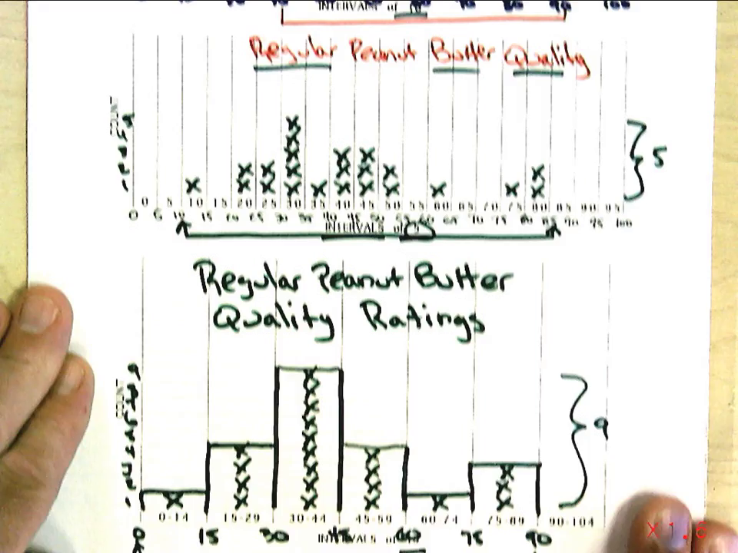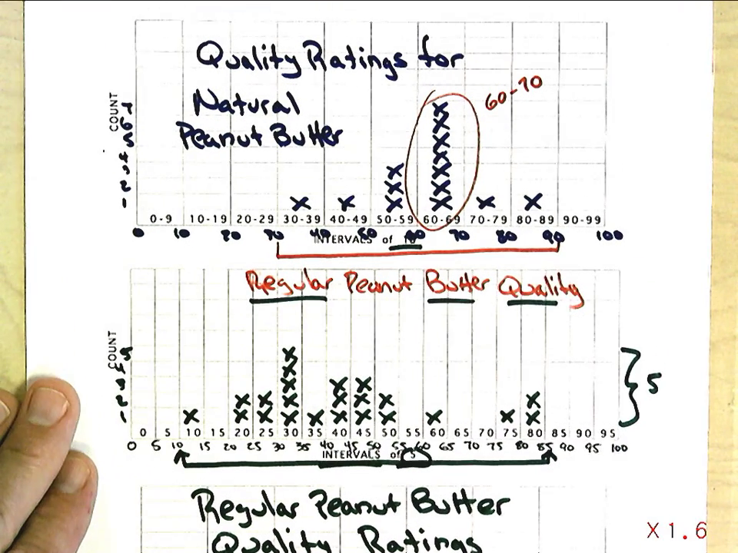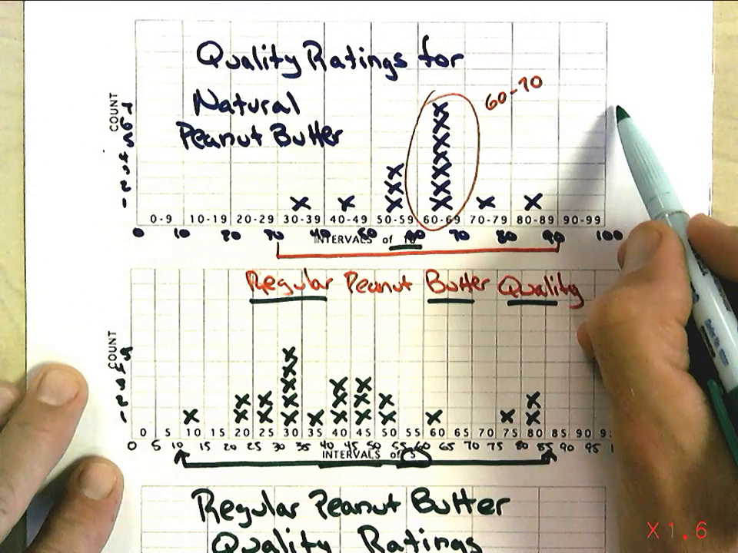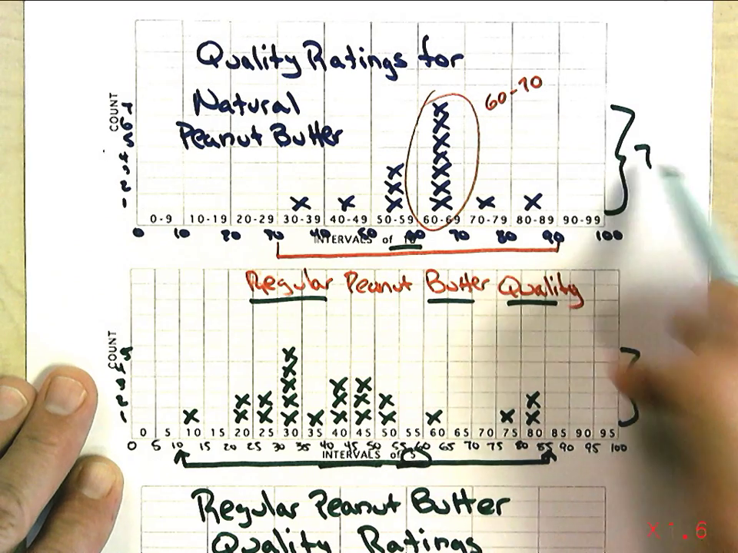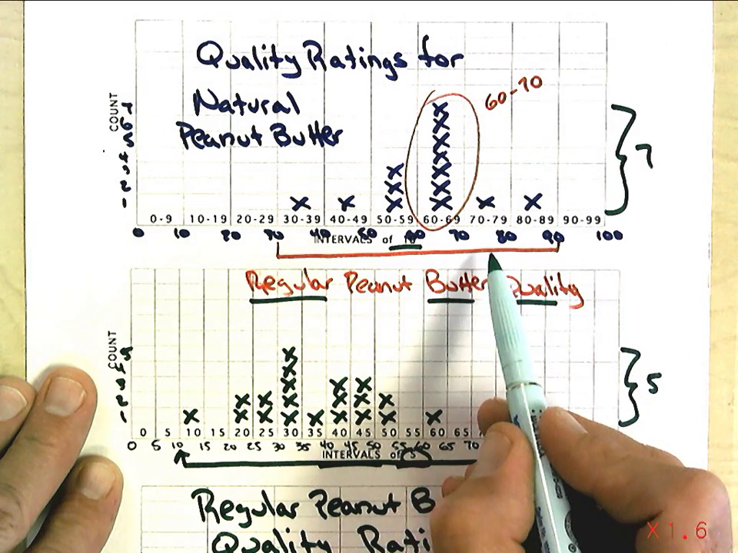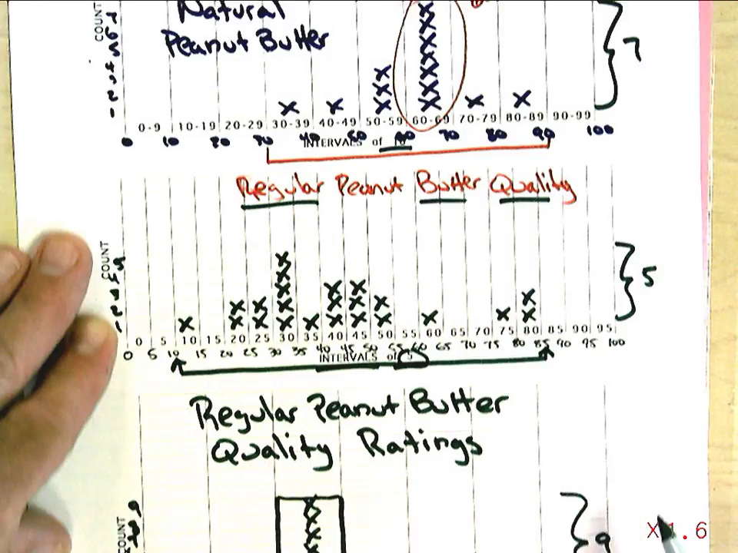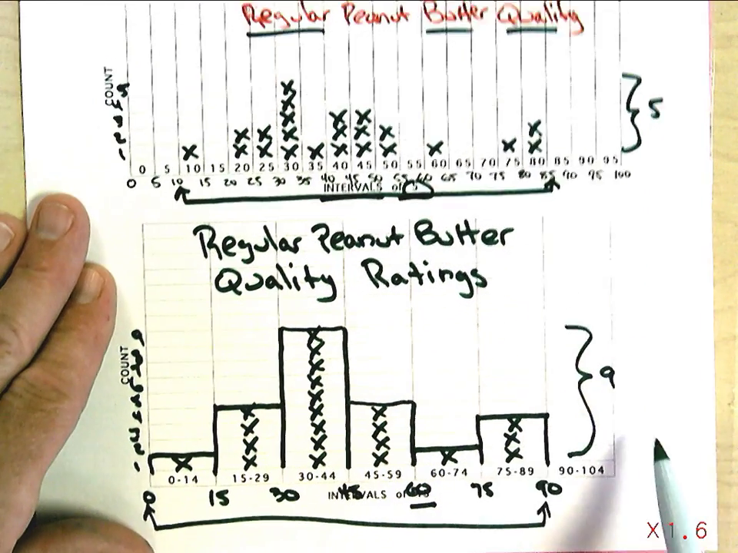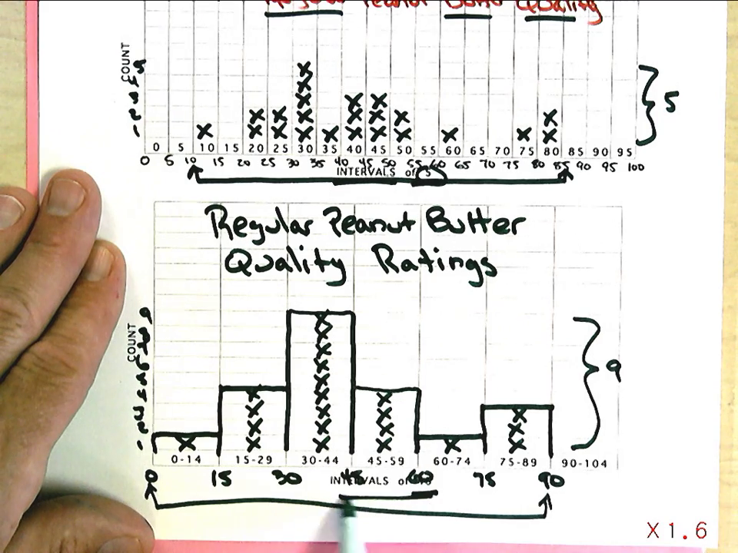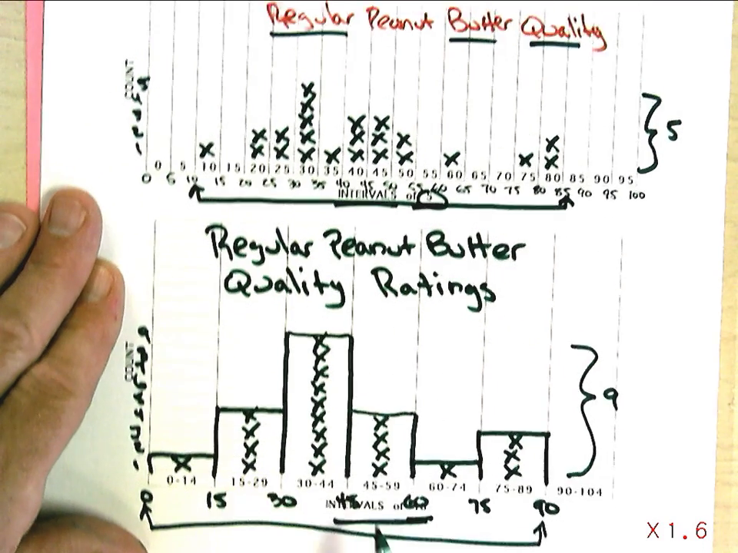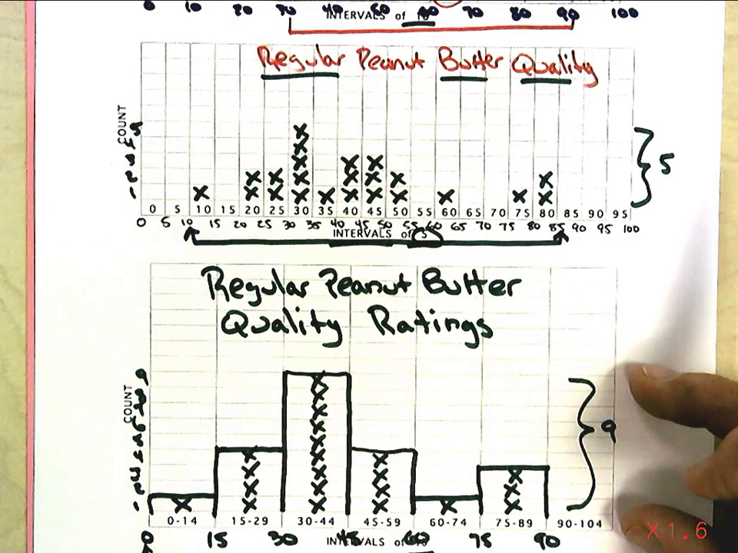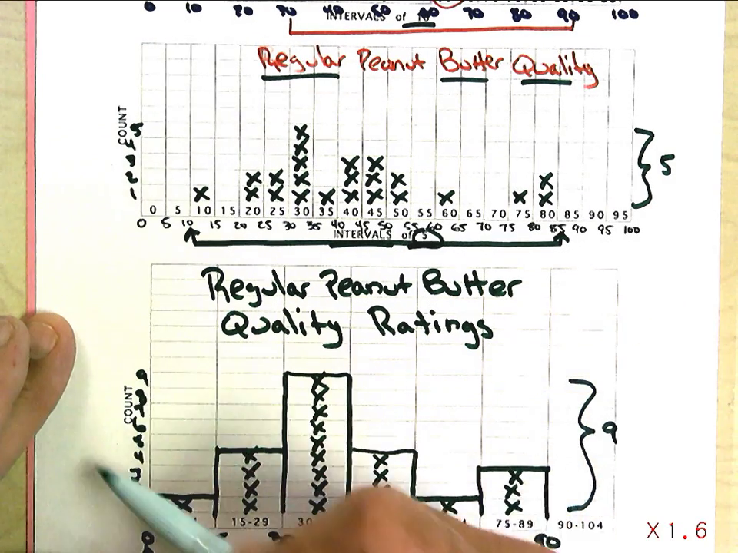And then in the original graph we did for quality ratings of natural peanut butter, you see that the height of this one is 7 with an interval of 10. So with the interval of 10 was 7, interval of 5 is 5, interval of 15 is 9. So you see the greater the intervals, the larger the intervals, usually the height, or the greater the frequency variation.